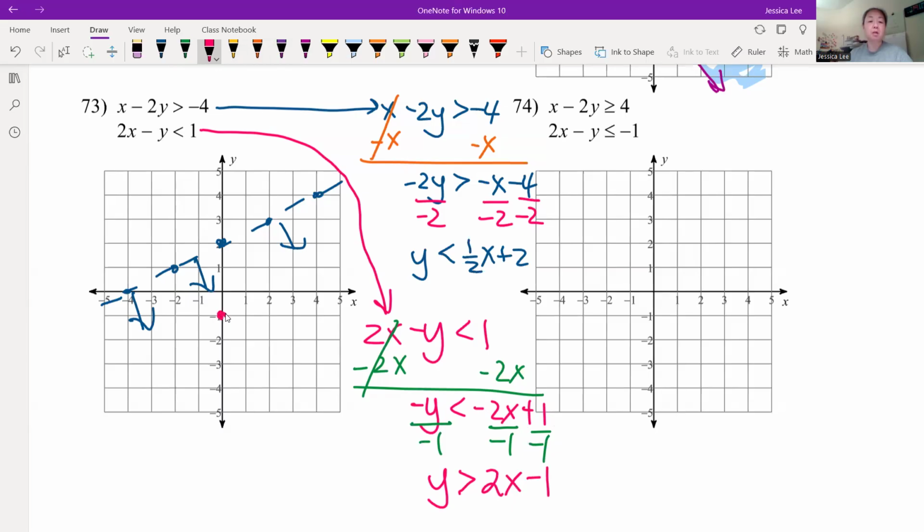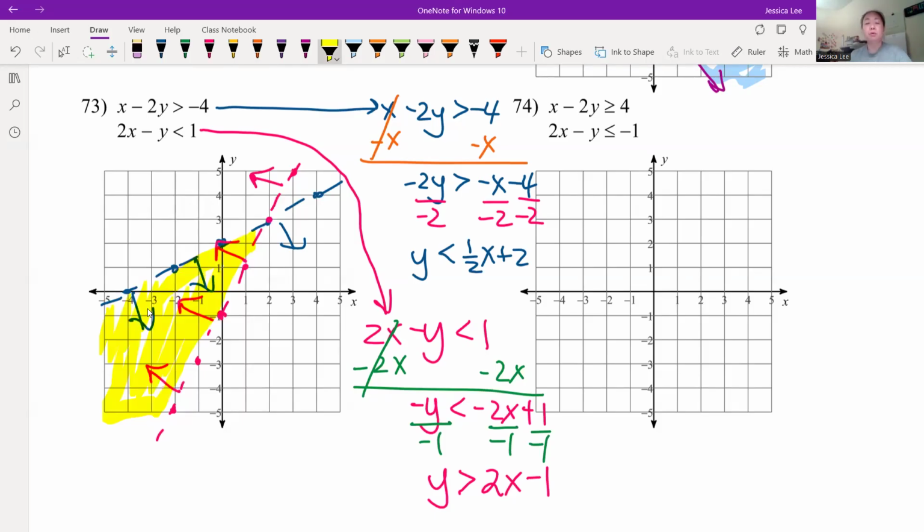So again, we're going to go to minus 1 or negative 1, and then up 2, to the right 1, because it is a positive slope. And it is going to be a dashed line because it is not equal to. And it says y is greater than, so we know that it's going to be bigger, like higher, above. And so the only place that works for all of that is right here in this region. Just like that. All right.